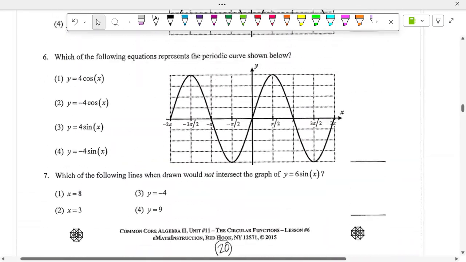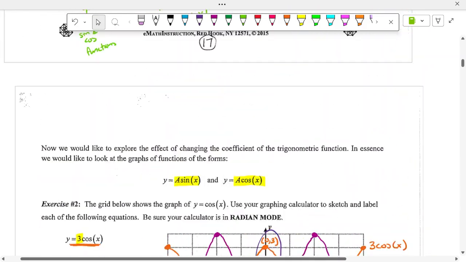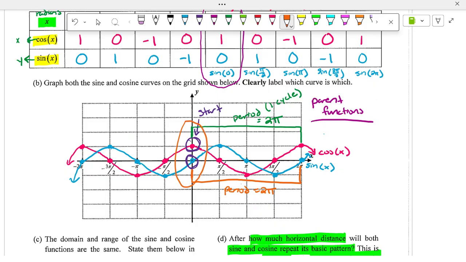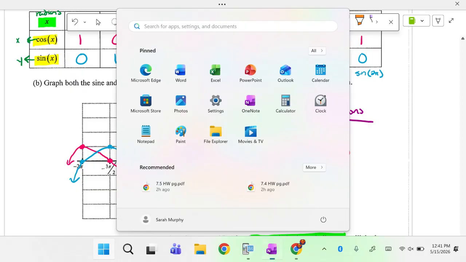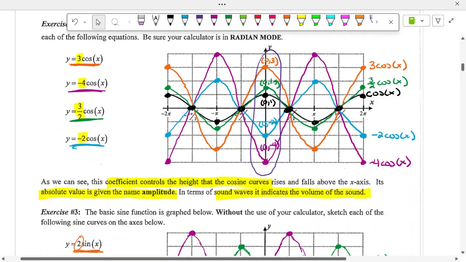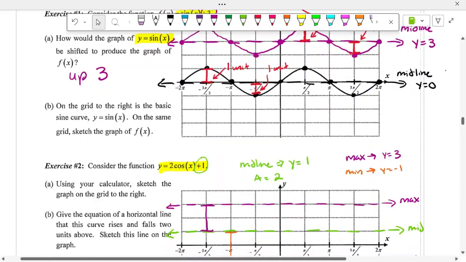If you look back here, I'm going to go way back to the very beginning. Look at the pink graph. This is the cosine graph. It starts at its max. That's always true for a cosine graph. It starts at its max unless it's a negative amplitude, then it starts at its min. We'll get more into that later. For right now, cosine starts at its max.